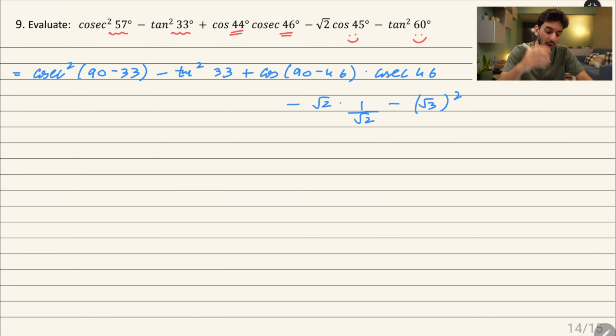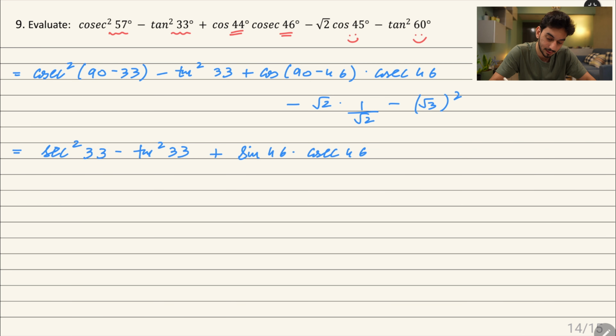So, I'll write root 3 and then I'll have to square it. Okay. Cosec 90 minus theta is sec theta. So, cosec 90 minus 33 is sec 33 and I'll have to obviously put up a square. So, sec square 33 minus tan square 33 plus cos 90 minus theta is sin theta. So, cos 90 minus 46 is sin 46 times cosec 46. Over here, the root 2 and the root 2 just goes away. So, I'm left with minus 1 minus the square of root 3 is just 3.